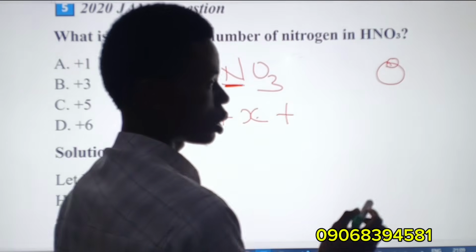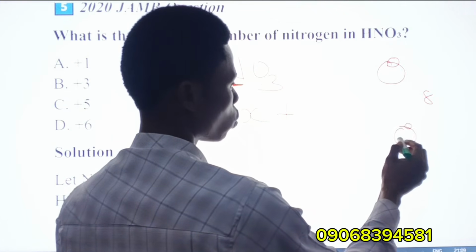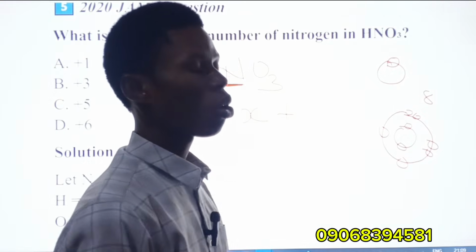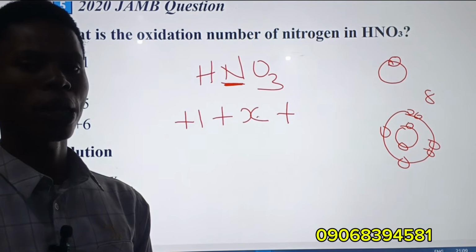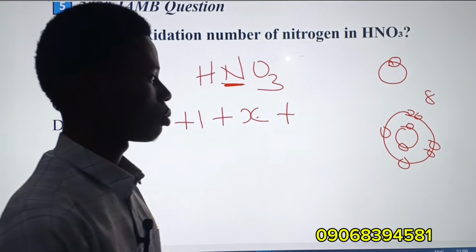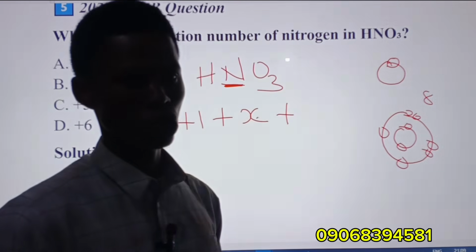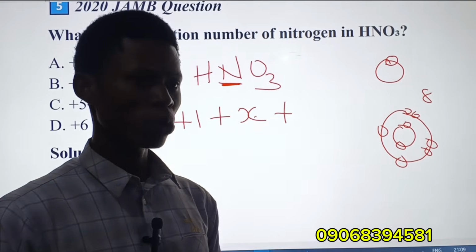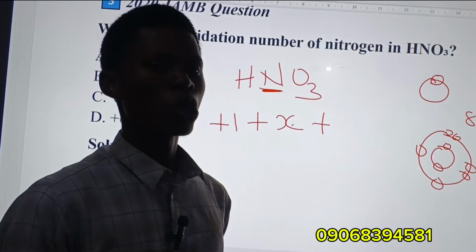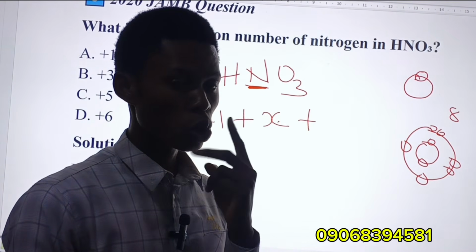What's the atomic number of oxygen? 8, right? So let's draw the shell configuration: 1, 2, 3, 4, 5, 6, 7, 8. And remember, all elements tend to obtain the octet or duplet configuration. Octet means having 8 electrons in the outermost shell. How many does oxygen have in the outermost shell here? 1, 2, 3, 4, 5, 6. It has 6 in the outermost shell. But for it to be stable, to obtain that noble gas configuration, it must have 8 in the outermost shell. So how many does oxygen need to be balanced? It needs just 2.